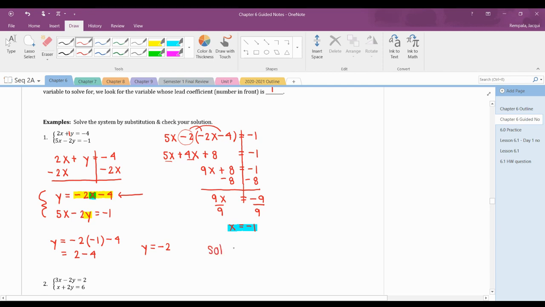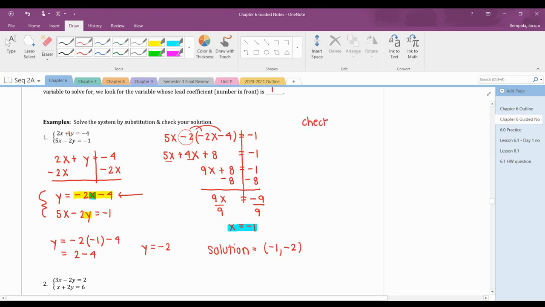So our solution is an ordered pair. X goes first. We got that to be negative 1. Y goes second. We got that to be negative 2. Now, remember, going back to our first lesson of this week, or I guess of last week, we're going to want to make sure that this solution really is valid. So you will always know if your answer is correct by going back and checking your solution.